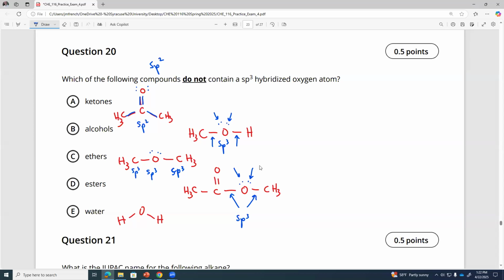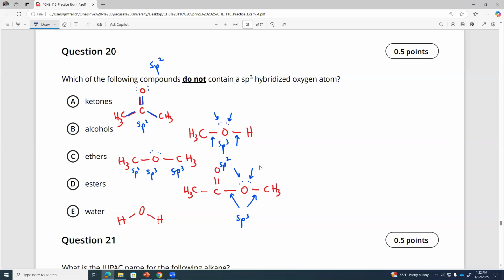So the only compound that does not contain an sp3 hybridized oxygen atom would be this ketone, because my only oxygen here is sp2 hybridized. In the alcohol, sp3. In the ether, sp3. In the ester, I have both. I have an sp3 down here. I have an sp2 up here. But because we have the one sp3 hybridized here, and then same thing here.